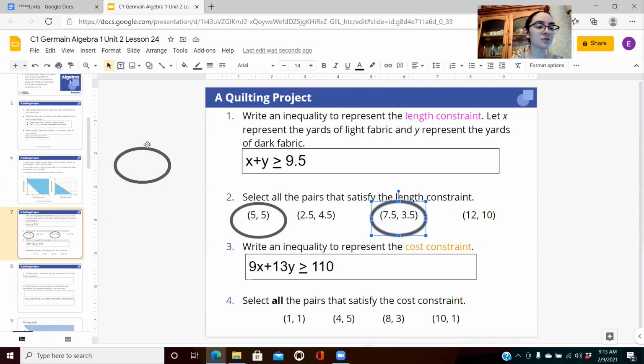It already satisfies the constraint. Then if we look at this one, 12 plus 10 is going to be 22, which is greater than 9.5. Okay, now if we look at this next one here, this is where you're going to have to do a little bit of work. So if we look at this one, we have 3 also that satisfy this one.